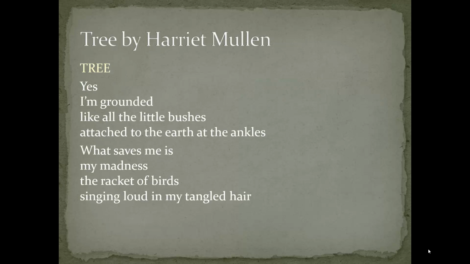Speaking of trees, here are two very different poems about a tree that use metaphor and simile. The first one is by Harriet Mullen. Tree. Yes, I'm grounded, like all the little bushes attached to the earth at the ankles. What saves me is my madness, the racket of birds singing loud in my tangled hair.